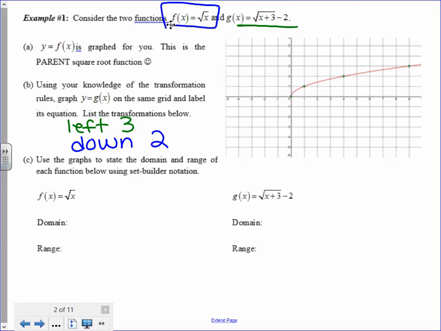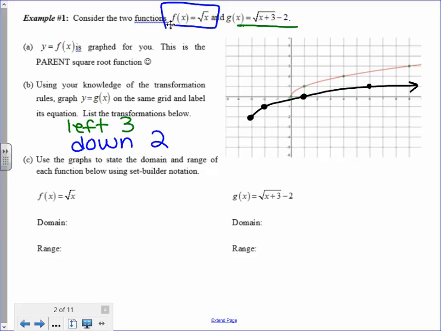So we have all the points plotted for you, so take your pencil, and we're going to carefully start at this origin here. We're going to move that point left 3 and down 2. Then you're going to make a new point. And this is going to transform this square root function. When you're done, you can connect them.